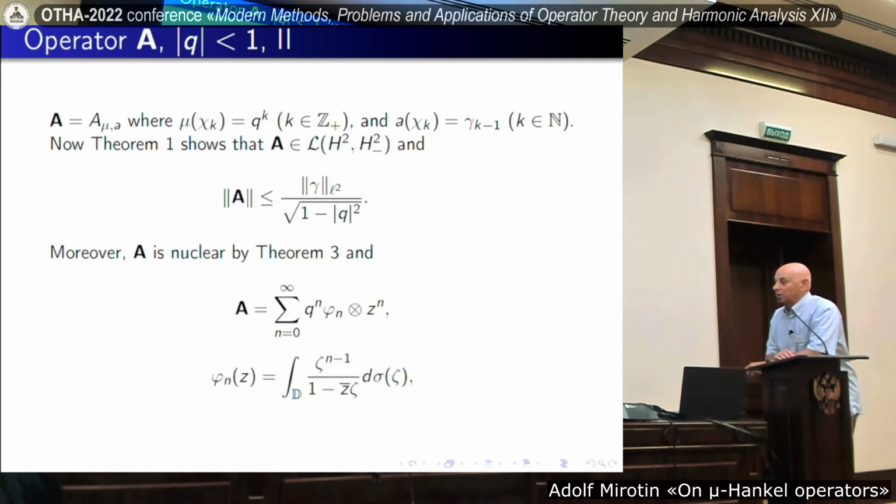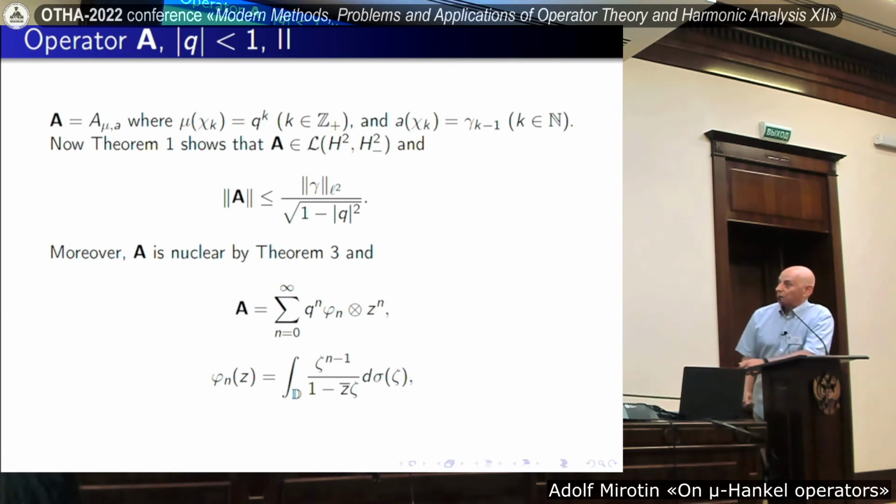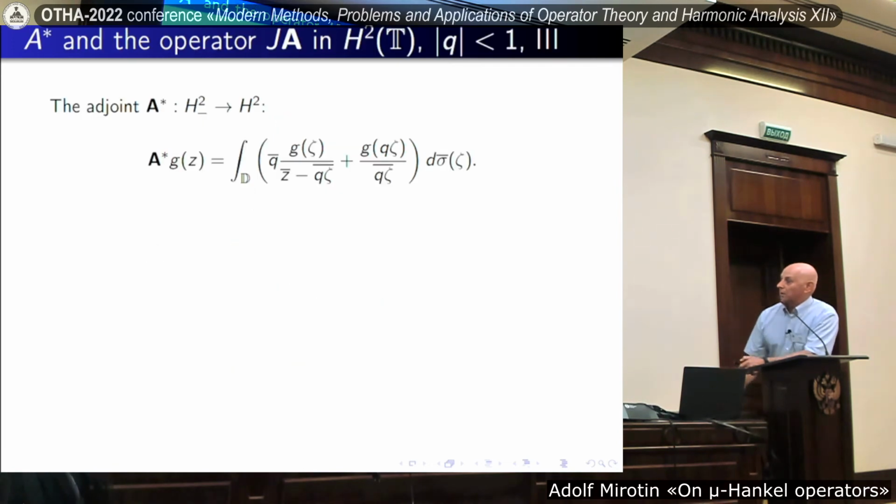And we can express this operator A as a series of one-dimensional operators by theorem 3, where phi_n of z are the given functions. And maybe it is of interest that the adjoint operator that acts between H2 minus and H2 over the circle group has the following, just surprisingly complicated form.